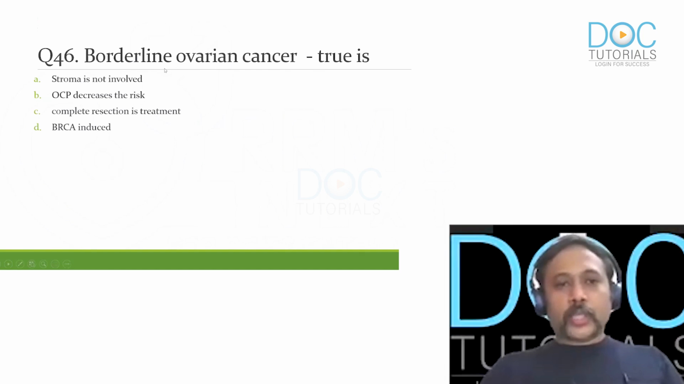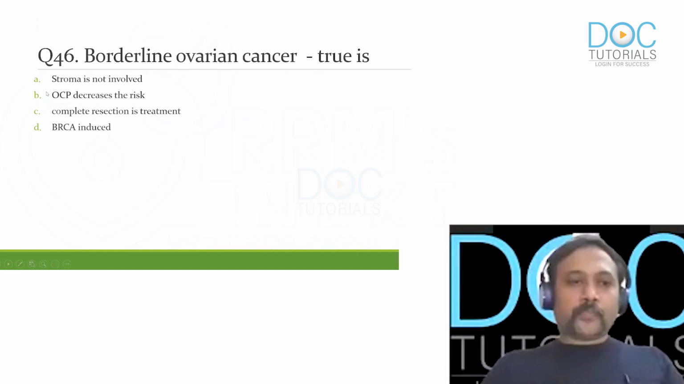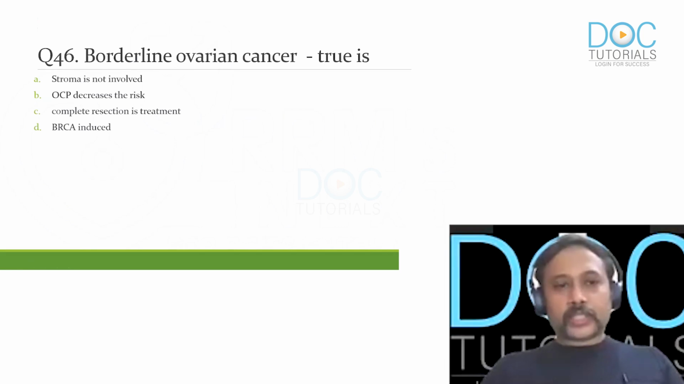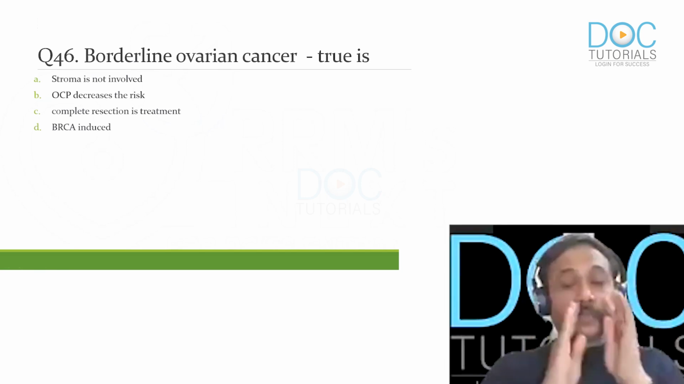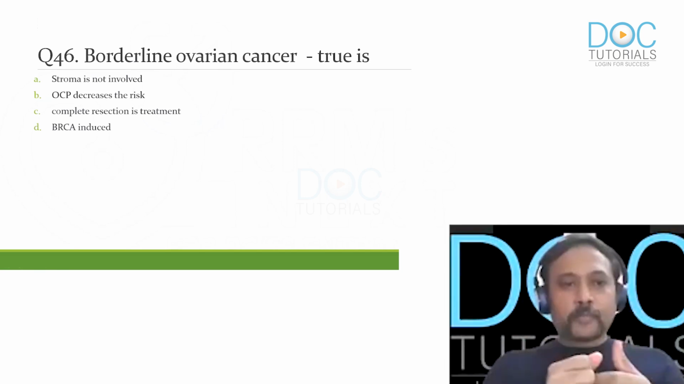In borderline ovarian tumor, do you have stromal invasion or not? There is no stromal invasion. That is what is given. So is that a true statement? Stroma means we are talking about the ovarian stroma here, not the other stroma. So ovarian stromal invasion is present because you will have a component which is coming up from the ovary itself. So that ovarian stromal invasion is definitely there whenever you have a borderline ovarian cancer also.